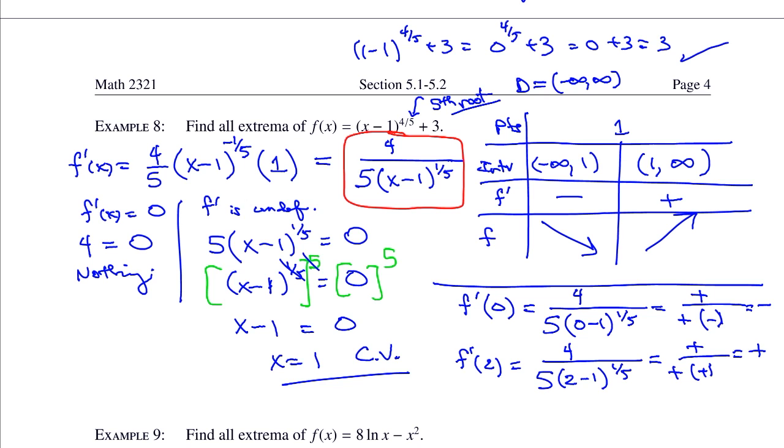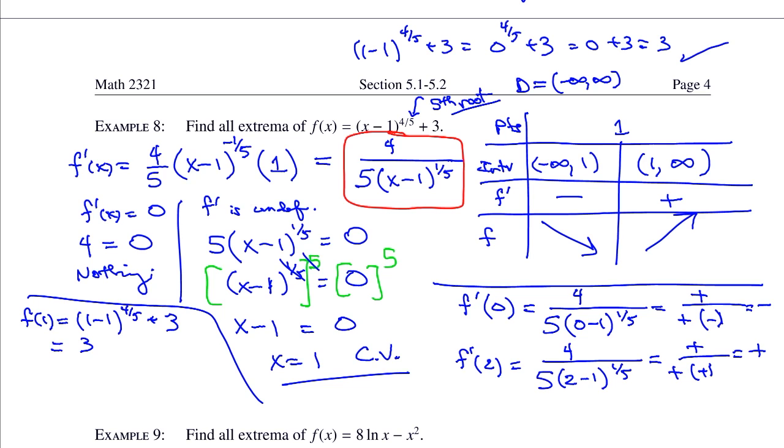And then we would find those values, find that value at 1. So let's do that over here. So f of 1 would be 1 minus 1 to the 4/5 plus 3. And this is what we did at the top. This is still 3.